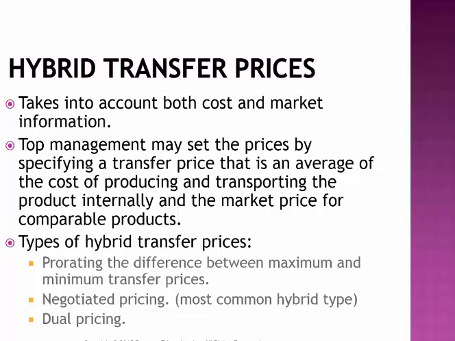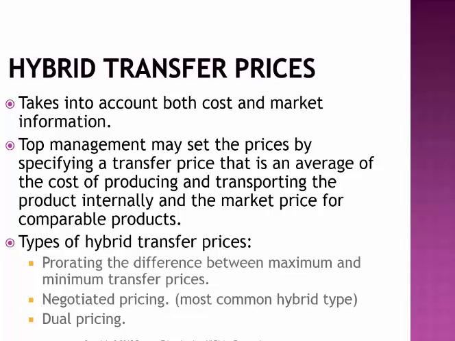Negotiated pricing, as I mentioned earlier, is the most common form of hybrid transfer pricing. But again, think about what could be going on there. Occasionally, subunits of a firm are free to negotiate the transfer price between themselves. So the buying unit and the selling unit get together and hash it out. And they can also sometimes decide whether to even buy and sell internally or deal with external parties. So we've talked about that autonomy that we're trying to continue on with in a decentralized organization.